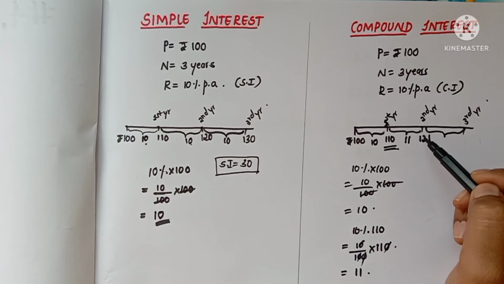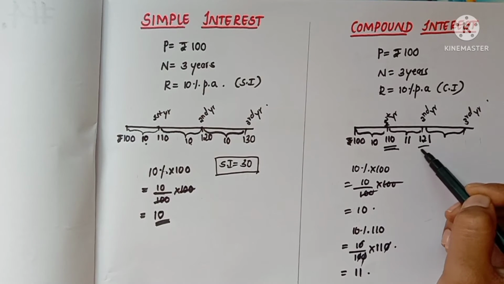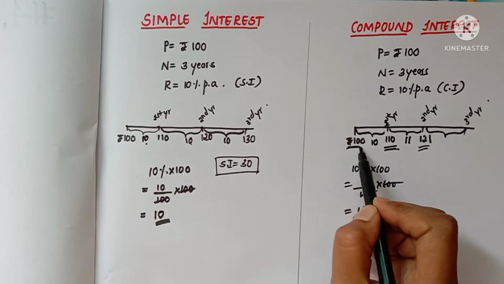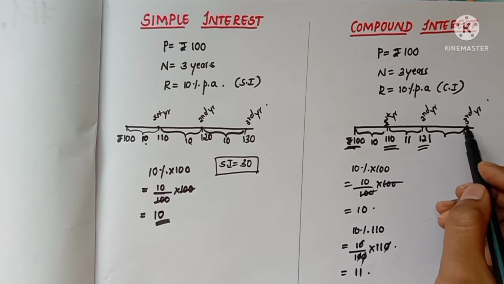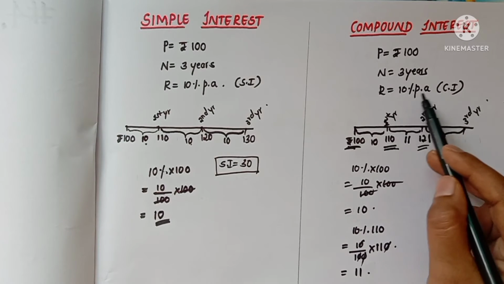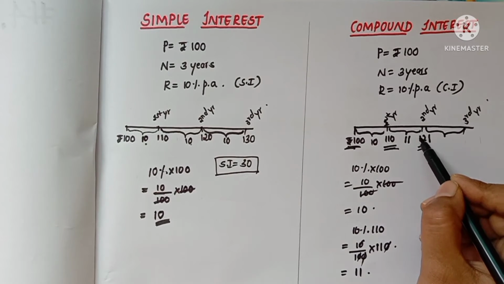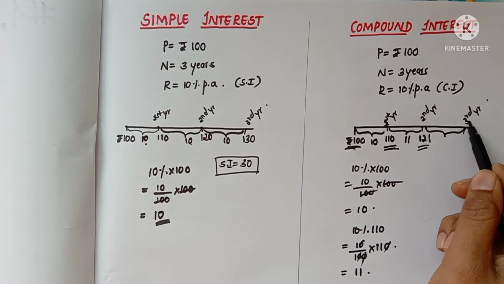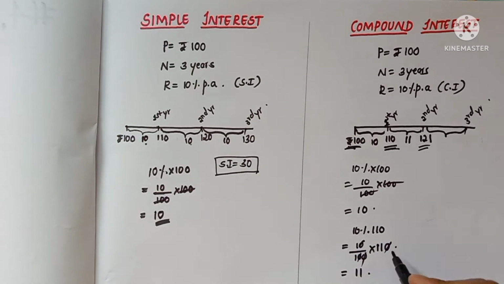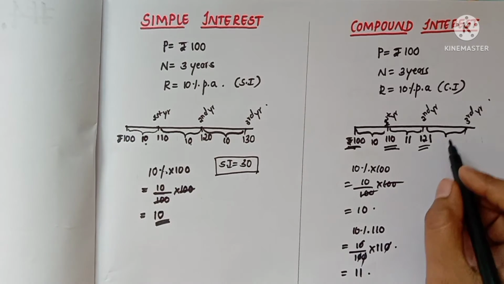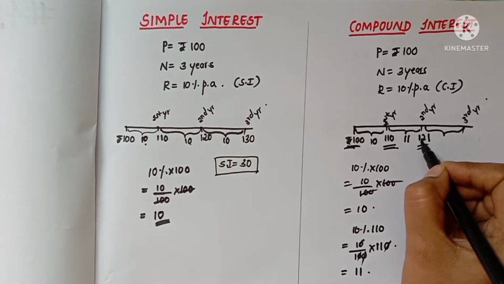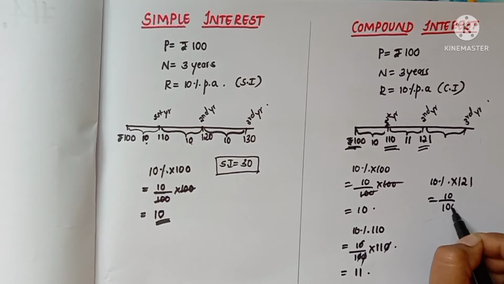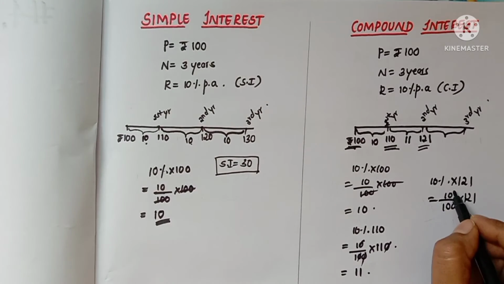So for the third year, we are going to calculate the compound interest of 10% per annum on this amount. That is, the second year amount will become the principal for the third year, and not this principal amount. This second year amount will become the principal for the third year. So what will be the interest? That is 10% of this 121, which will be 10 divided by 100 into 121.